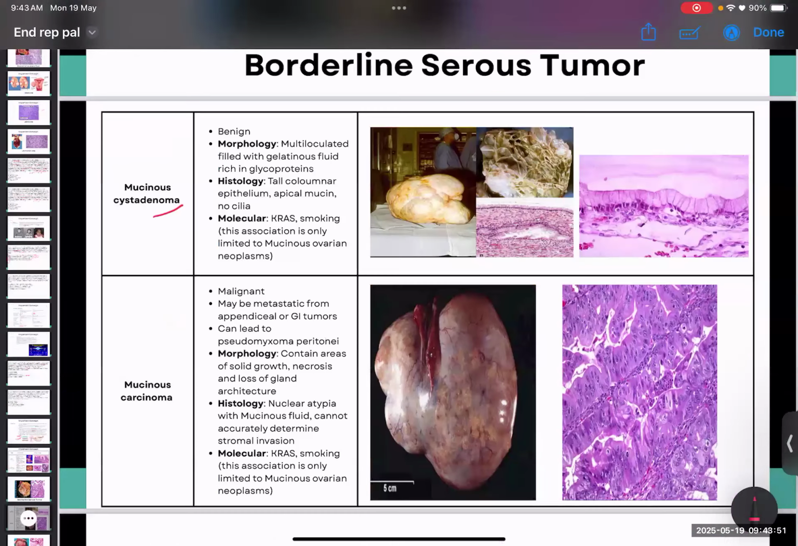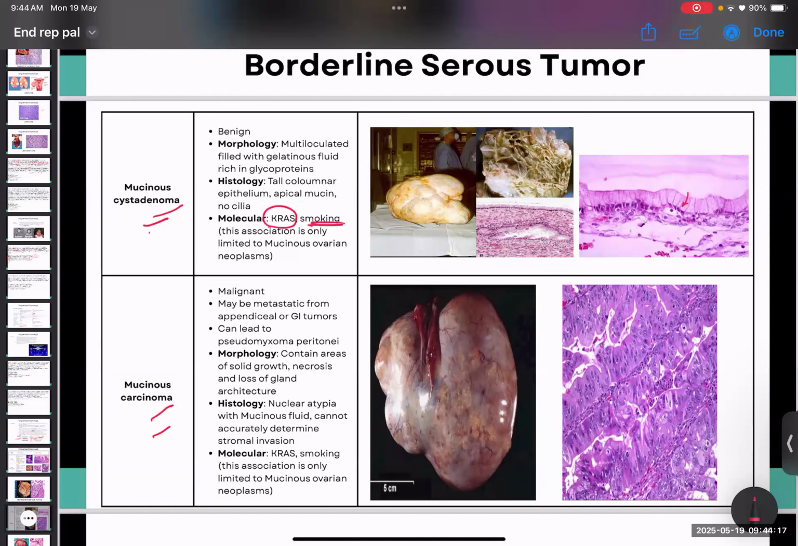So this is a multiloculated cyst that's filled with gelatinous fluid, and like I mentioned, mucinous has epithelium that is similar to the cervical epithelium. So you're going to see tall columnar cells with mucus that's going to push down the nuclei here. And associations like KRAS and smoking. So this association is only seen in mucinous carcinomas or adenomas. It's not seen anywhere else.